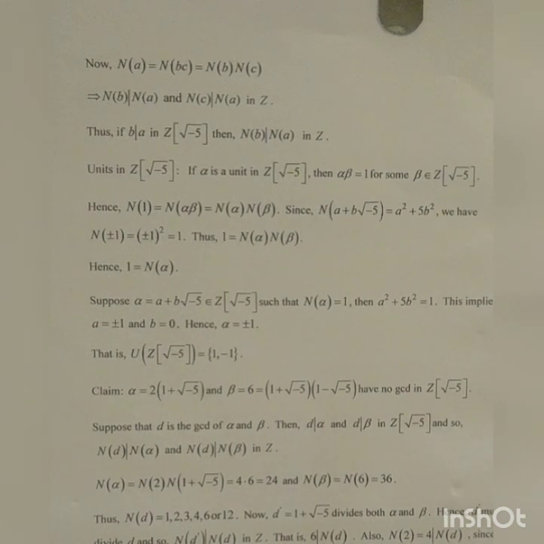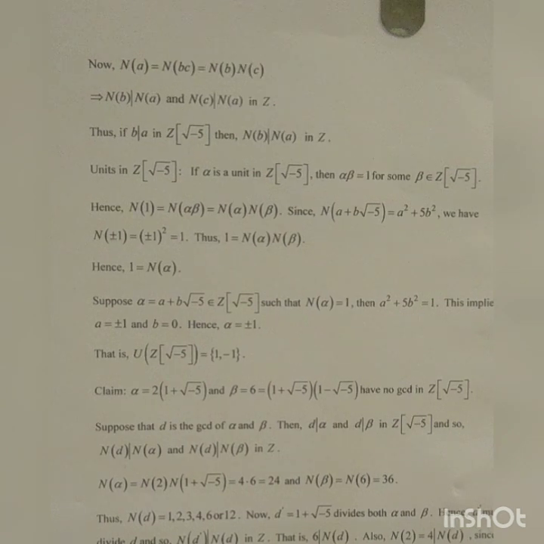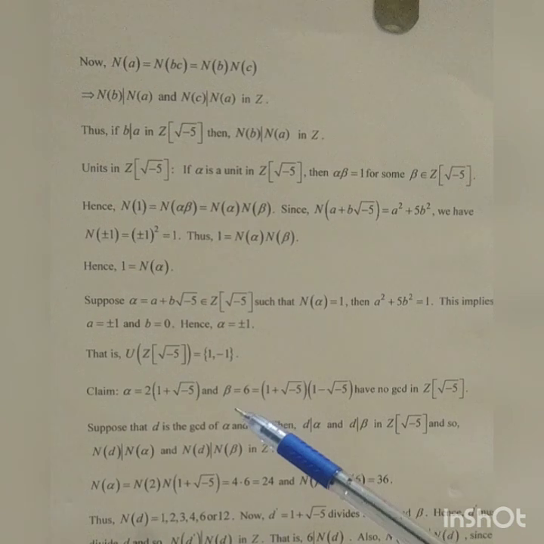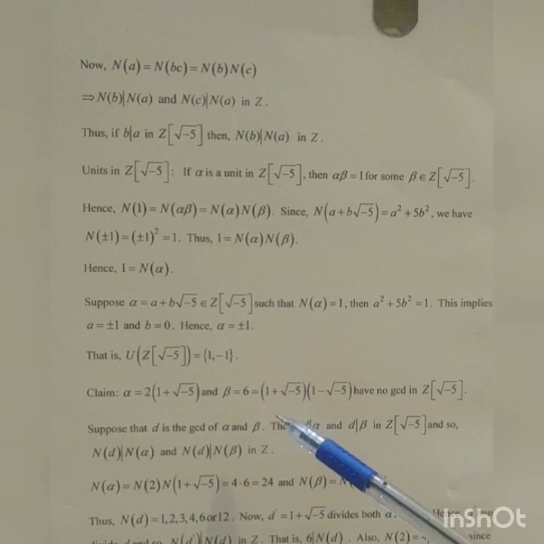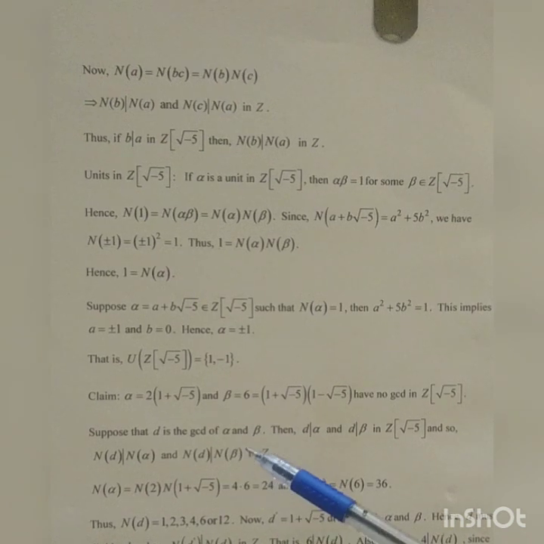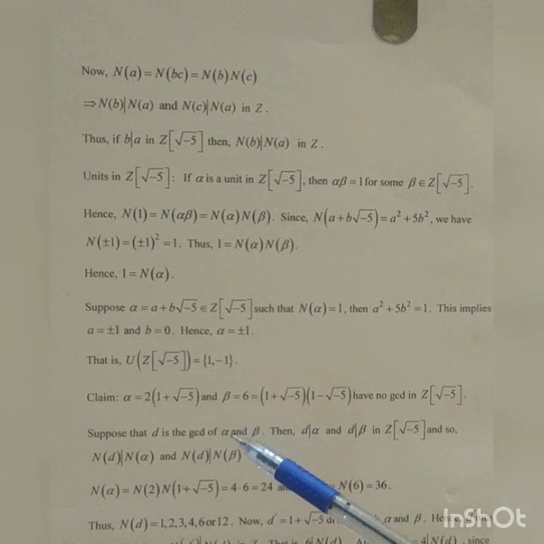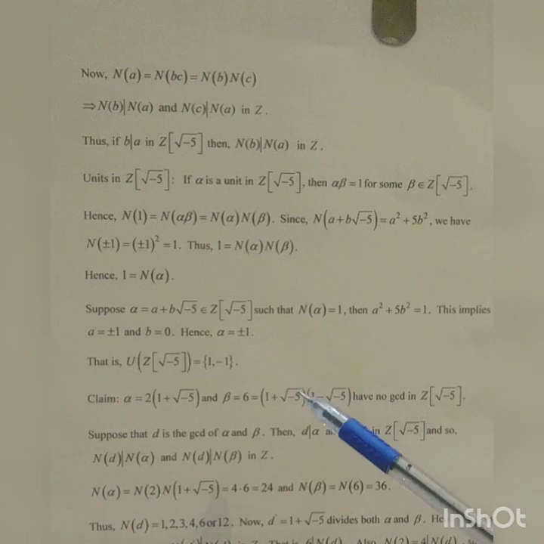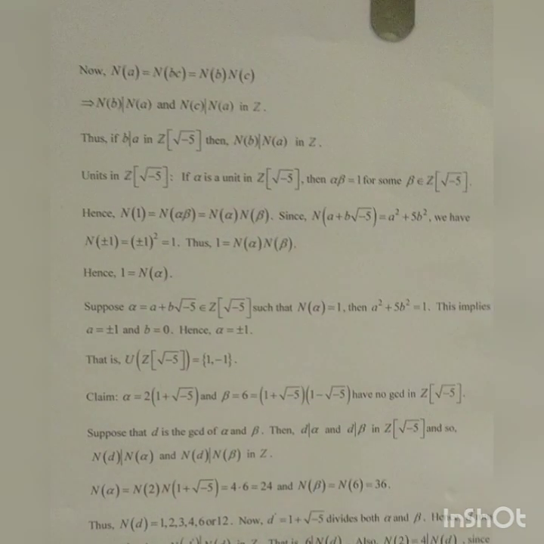Therefore, N of d can never be equal to 12. That means our assumption is wrong. What was our assumption? D is the GCD of alpha and beta. So there is no such GCD exists. Hence, we have proved that GCD of any two numbers need not exist in general.